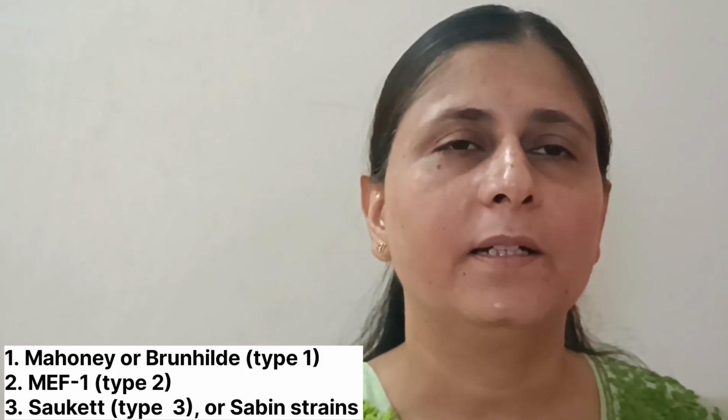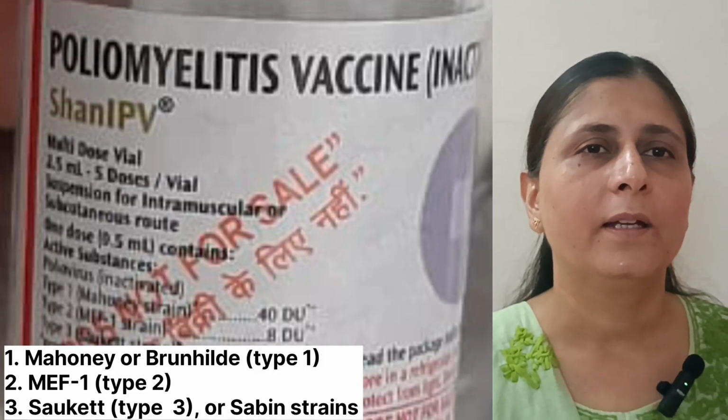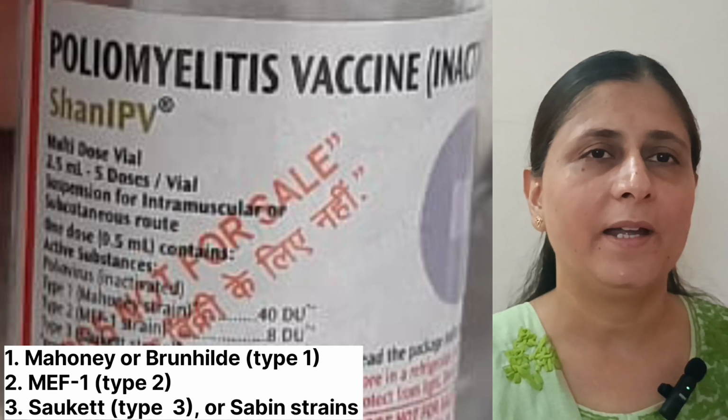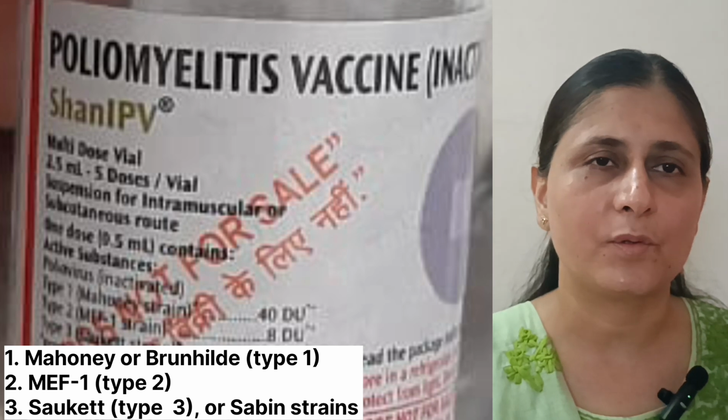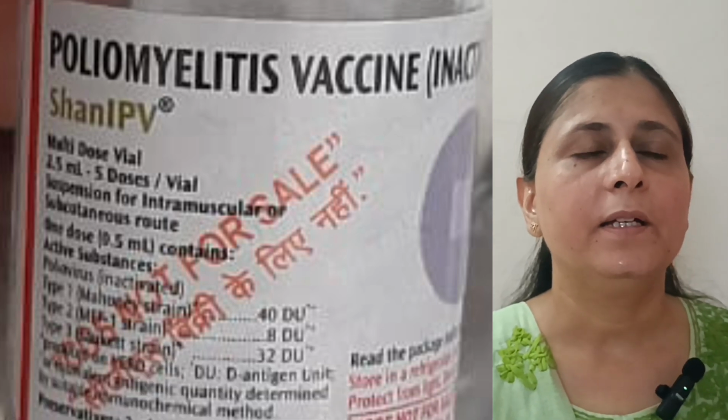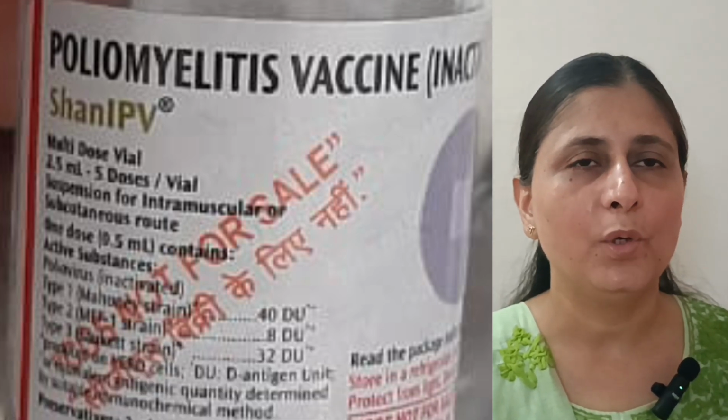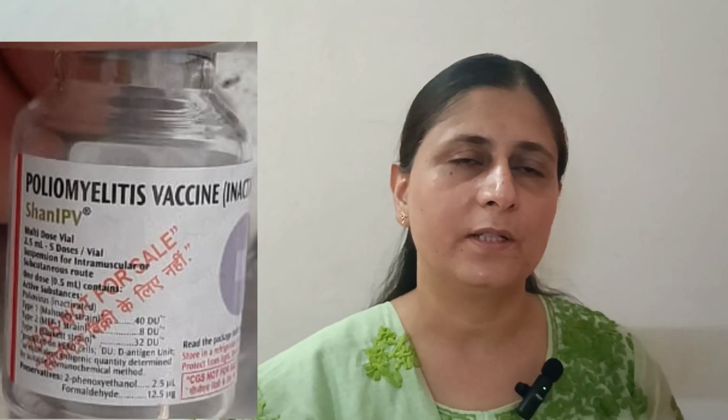This vaccine contains the wild polio virus strain in type 1 Mahoney and Brunhilde, in type 2 MEF-1 and in type 3 Saukett and Sabin strains. To inactivate the cell culture derived polio virus, formaldehyde is used in this vaccine.